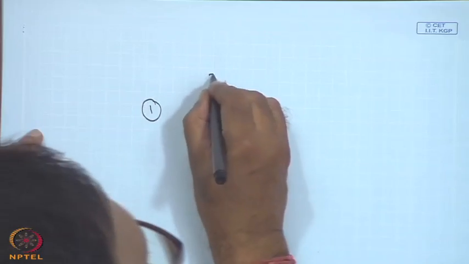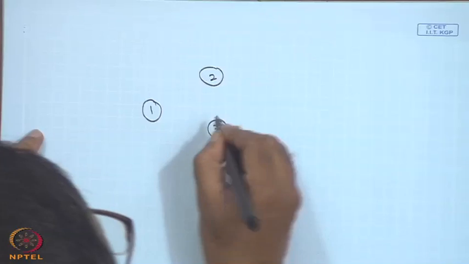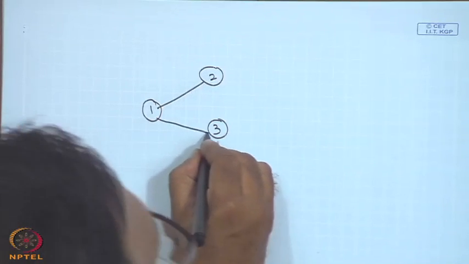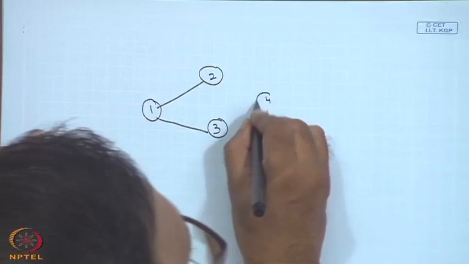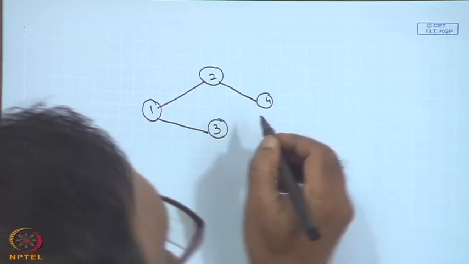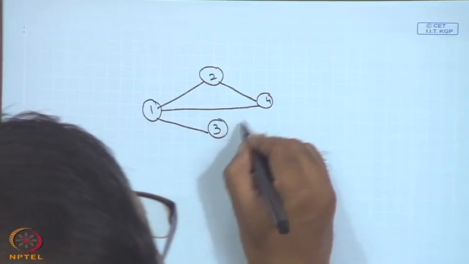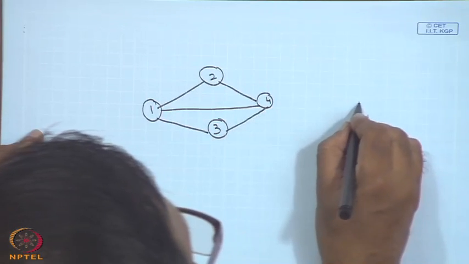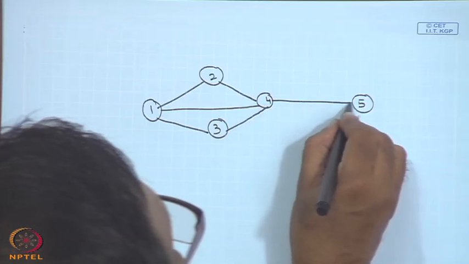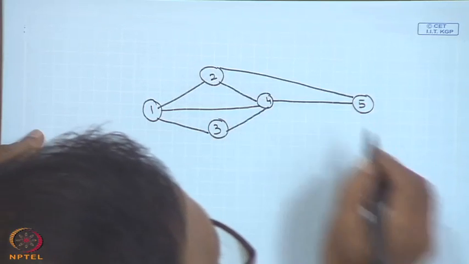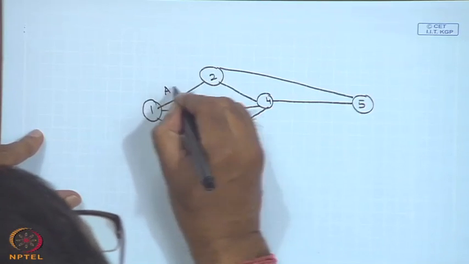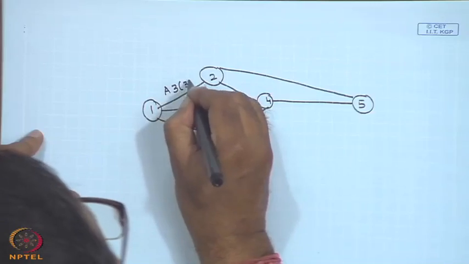So, again I am drawing first, because 1, 2, 3 is there, then 4 is there, 2 to 4, 1 to 4, 3 to 4 is there, then 5, 4 to 5 and we are having our 2 to 5. Your activity now from 4 it has now reduced to 3.